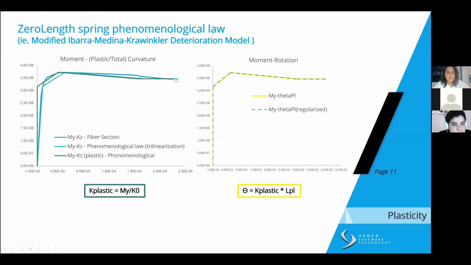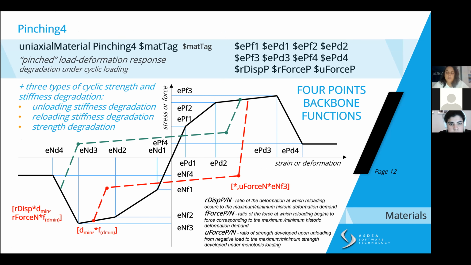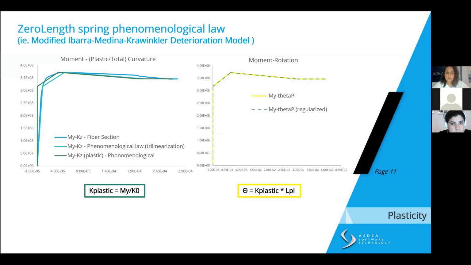So define where your curve is moving and changing direction, and save those points as guiding points of your behavior. This can also be done, for example, with a Pinching4. It doesn't have to be done with a modified Ibarra-Medina-Krawinkler model. So if you want a 3-point backbone curve, or if you want a 2-point backbone curve, you can choose. It's your own decision.